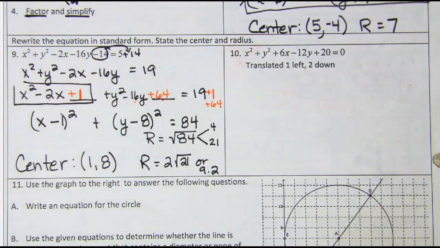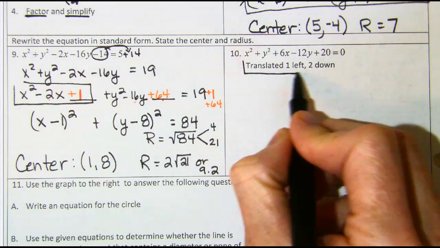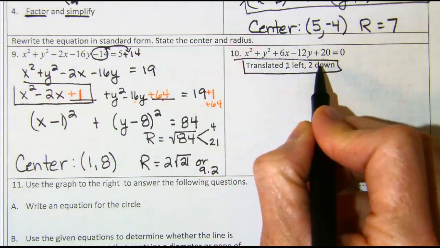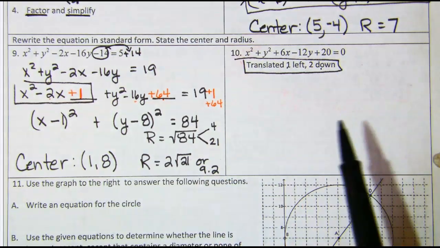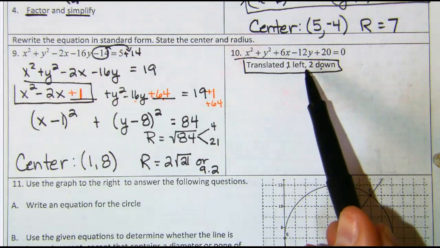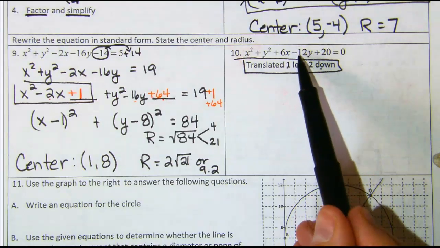Okay? Now, question 10 adds a step for us. It says translate this circle 1 left and 2 down. We cannot do that step until we get the center of the original equation.